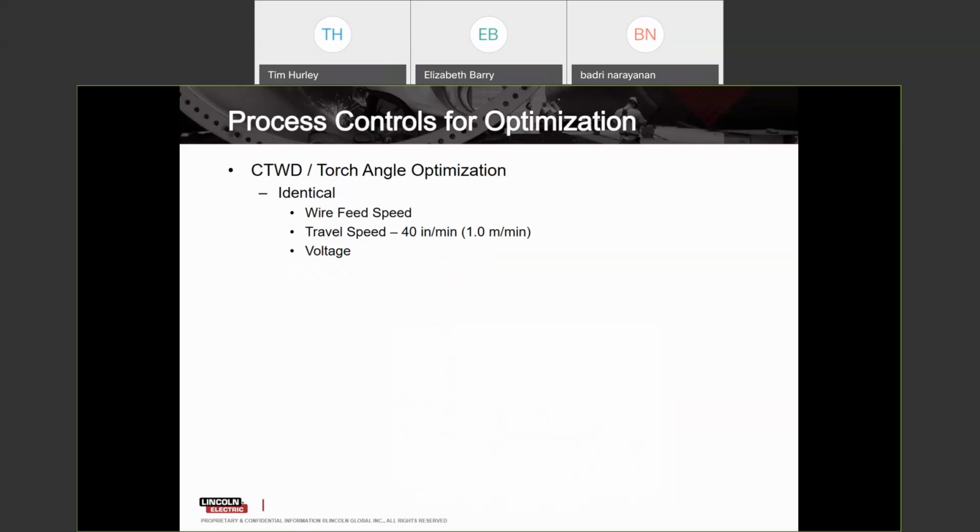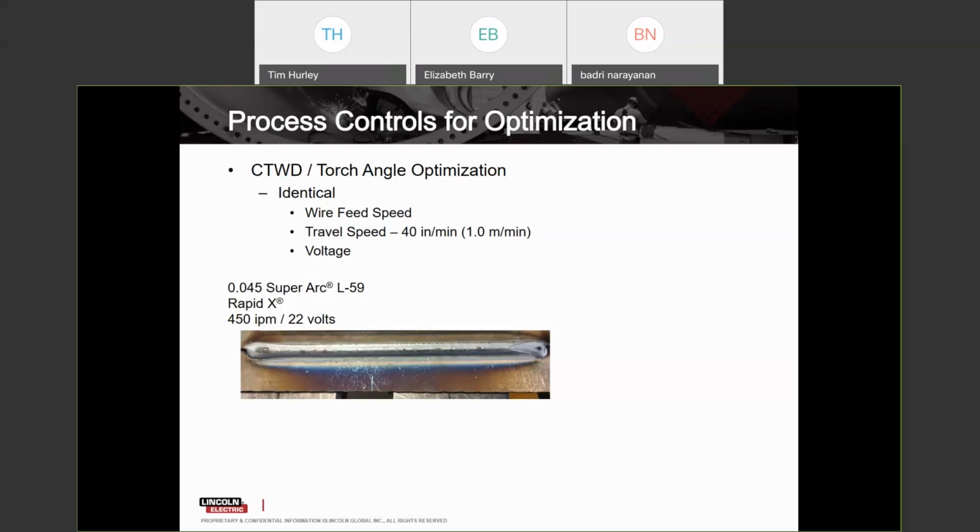Contact tip torch optimization is sort of that fine tuning of the process. Once we've made the best selection on wire and output, what can we do to further improve operation? We take L59, which is the preferred wire that we talked about. We use our Rapid X waveform, very low voltage, so we run a shorter arc length and a relatively high travel speed on these weld examples, 40 inches per minute. We see actually pretty good performance here as you're looking at. So there are some surface silicates, but overall it would be a good performance on this type of base material.